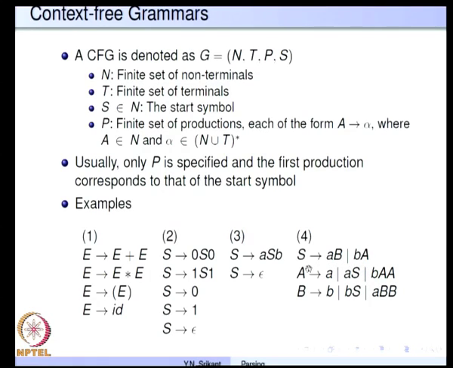This is a shorthand for writing productions with the same left hand side non terminal. So, this would be A going to a or A going to aS or A going to bAA, and this would be B going to b or B going to bS or B going to aBB. Even here I could have written the four productions as E going to E plus E bar E star E bar parenthesis E parenthesis bar id. Even this could have been written in a single line separated by bars. The same is true for the third example as well. It is just a question of making it convenient to read.